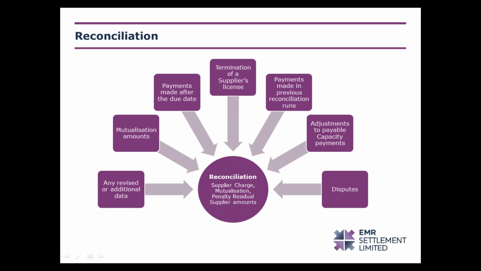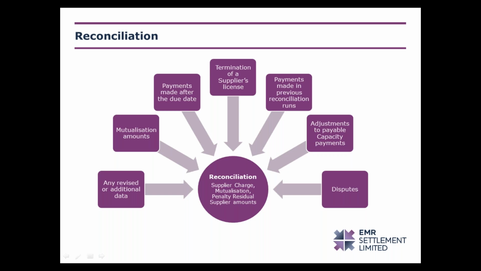So any revised or additional data, just like under the BSC. Got the mutualisation amounts, so as we said, if payments are made, that's returned in reconciliation. Payments that are made after the due date, that all is factored in. If a supplier's license is terminated and they exit the market, this obviously affects market share calculations. Payments made in previous reconciliation runs are taken into account. And any adjustments that are payable to capacity providers.